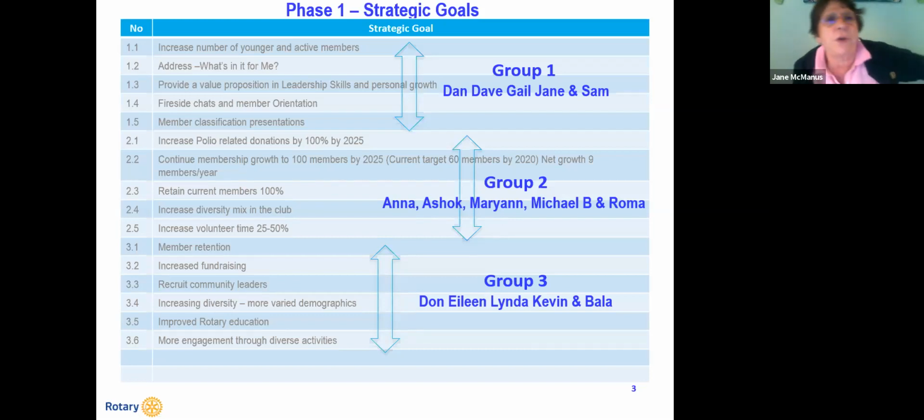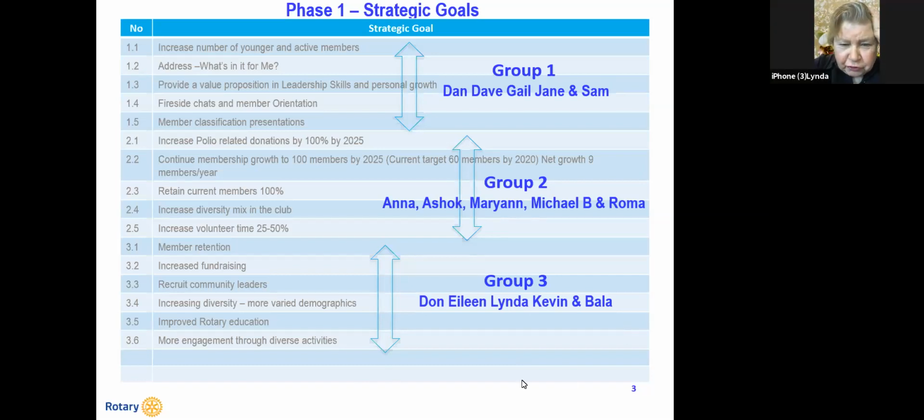This is the results of phase 1 when we put all the groups together, what the strategic goals were. And I've also put all the group members, and he's got them by groups in here. When I looked at these, I realized that a majority of these are membership focused goals. Does everyone agree with that? Yes, I think that's actually true.